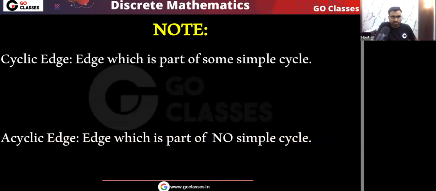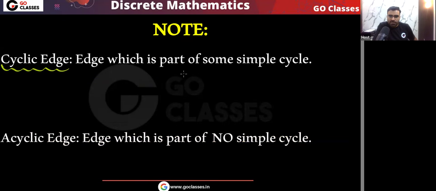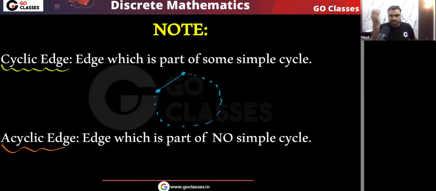Let me ask you one by one. But first, let's see what a cyclic edge is. The name itself is telling you: a cyclic edge means an edge which is part of some simple cycle. For example, consider this edge. If this is part of some simple cycle, then it will be called a cyclic edge. What is an acyclic edge? An edge which is not part of any simple cycle.